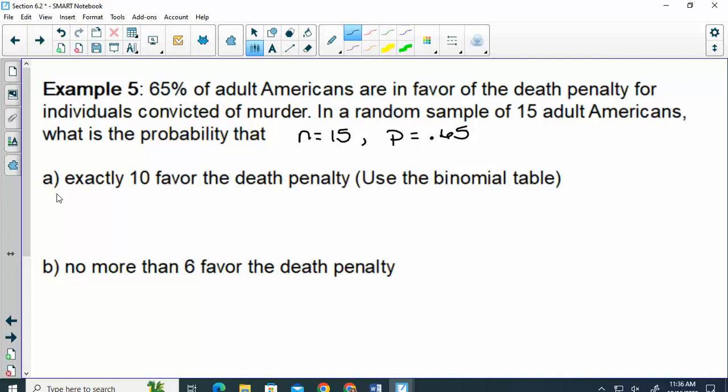So on A, what's this 10? What variable is that? That's saying x is 10. So let's do it from the table and then we'll work it out by hand just to confirm. So you would go to your n equals 15, so that's the back page. Our p is 0.65, and then we want to go down when x is 10, and we should get 0.2123. Does everybody see that on their table?